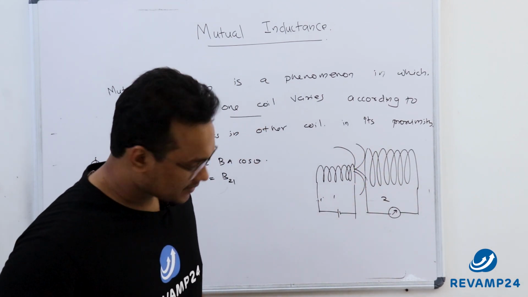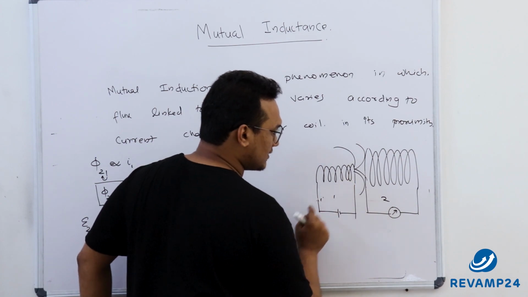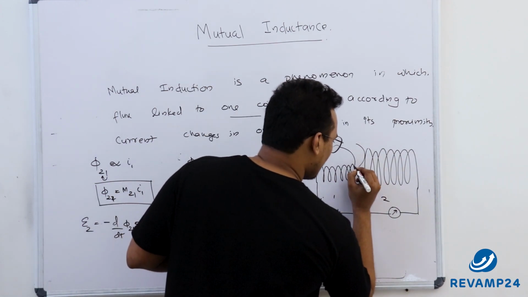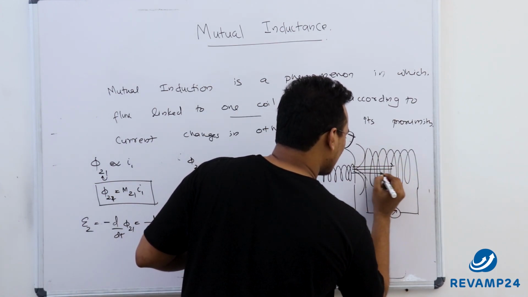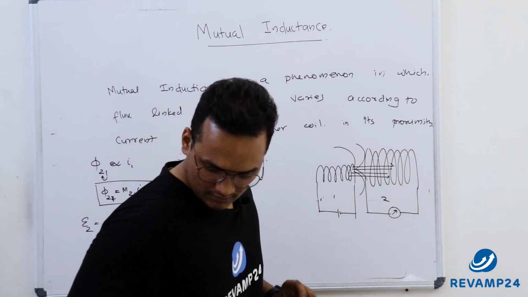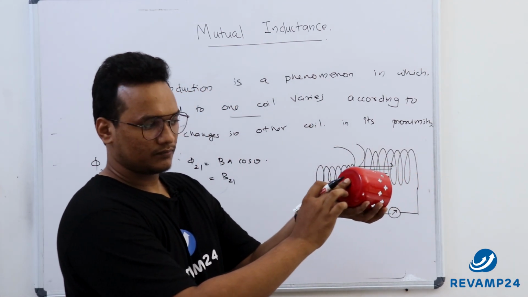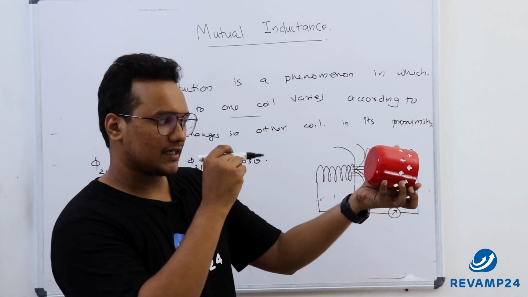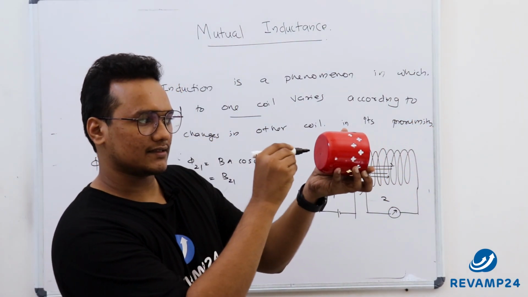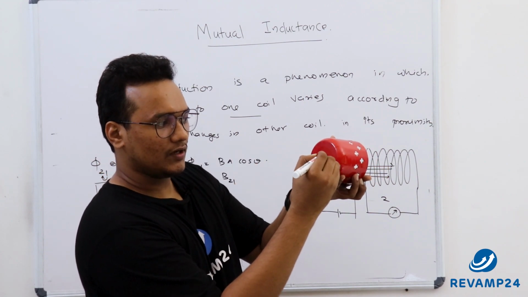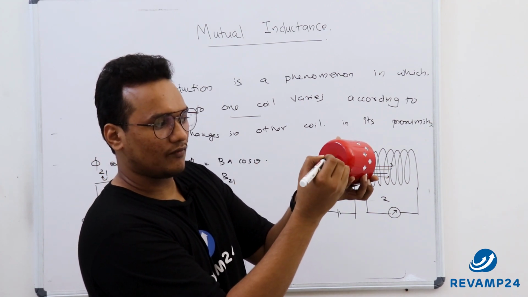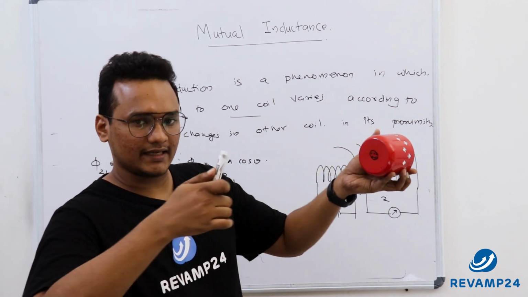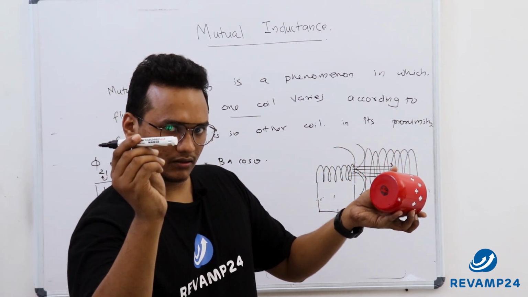But the problem here is that whenever this is small, the magnetic field lines will only pass through a small area. Let's say this is coil 2, and this is coil 1. Magnetic field lines from this coil will pass through this area, but it will only be a smaller area. See, we have magnetic field lines only through this area. This is coil 1.